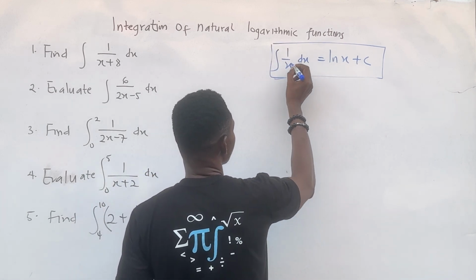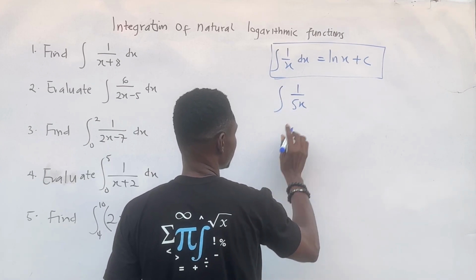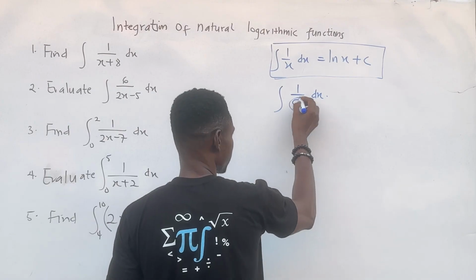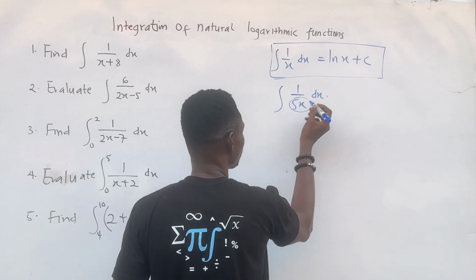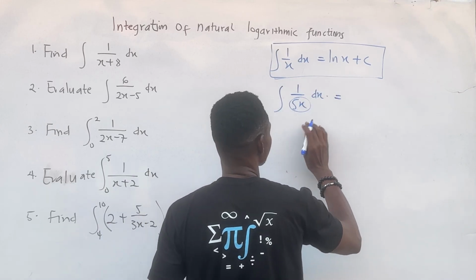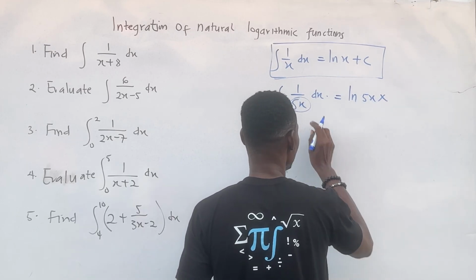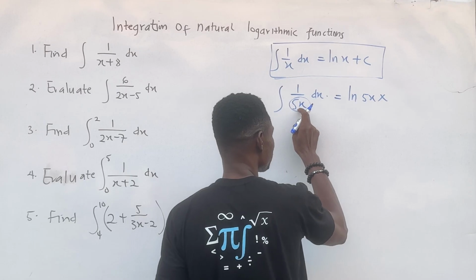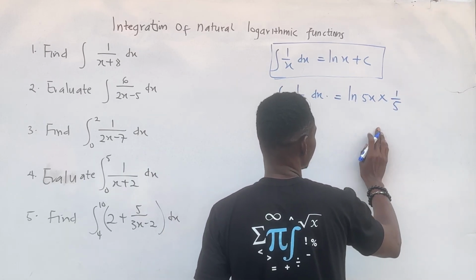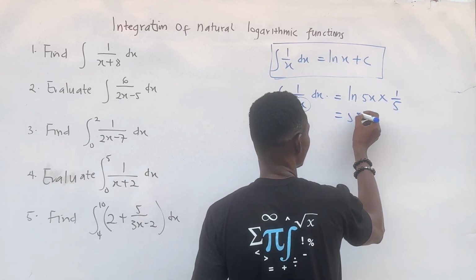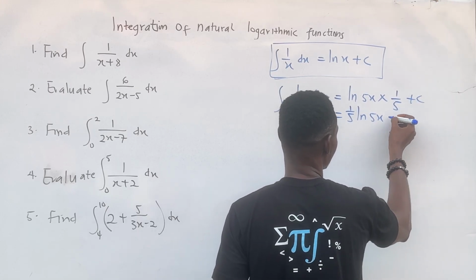Now in some cases, let's say you have to integrate 1 over 5x with respect to x. Now this 5x is like u, so you're going to differentiate this 5x. In this case, what you have is ln 5x multiplied by the inverse of the derivative of 5x. If you differentiate 5x, you have 5, so you use 1 over 5, the inverse. So this will give you 1 over 5 ln 5x, plus c, don't forget, plus c.